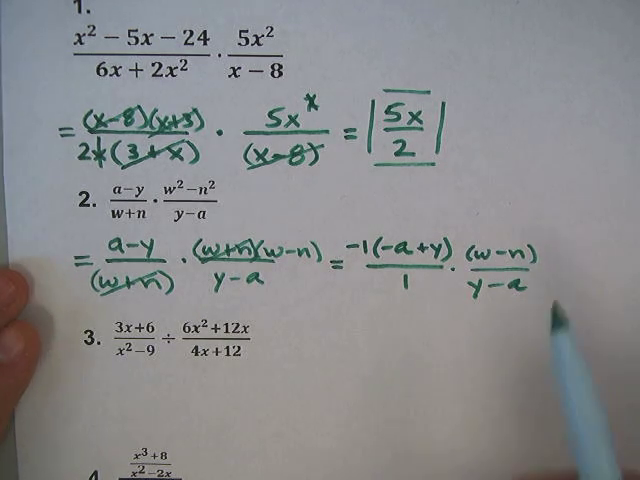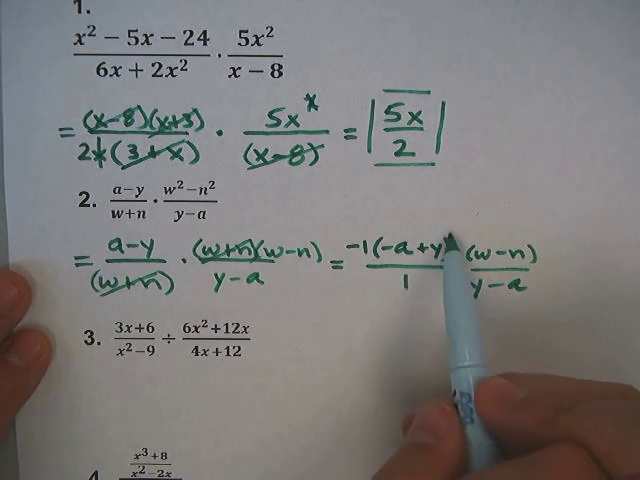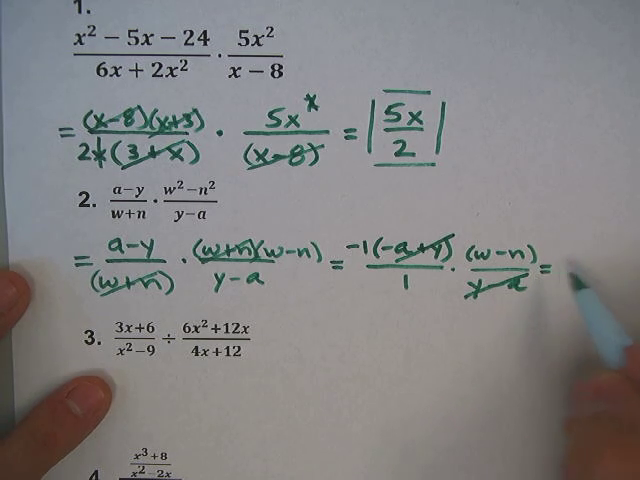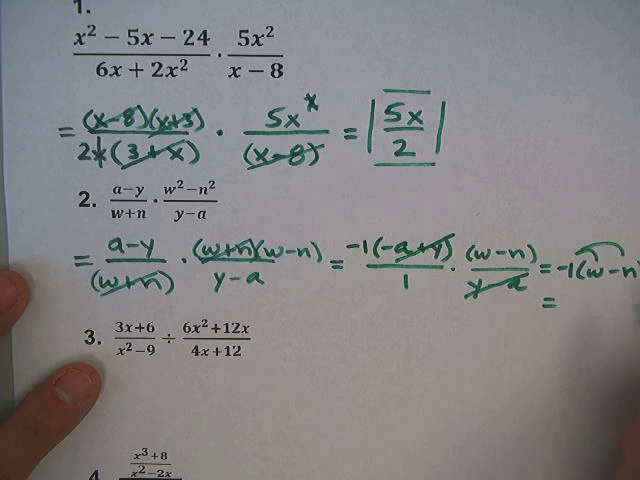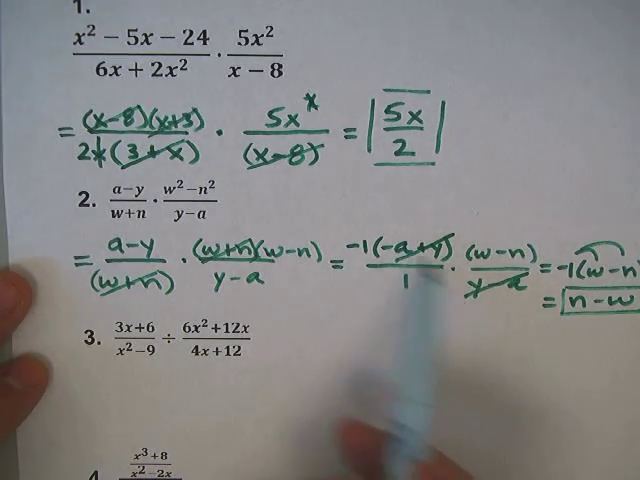And what we have left over here is w minus n and y minus a. And now if you notice, y minus a and negative a plus y are the same. So they actually do reduce. And what am I left with? I'm left with negative 1 times w minus n. Or probably a little more simplified would be to distribute that in there. You'd get n minus w.